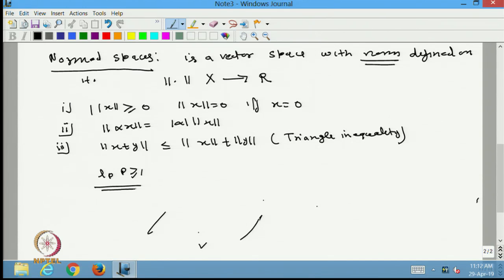Okay. So now the norm on the vector space LP, which we have already discussed. What will be the norm on this vector space? I am giving you the definition. This is the way we can define the norm. Clear to everyone?